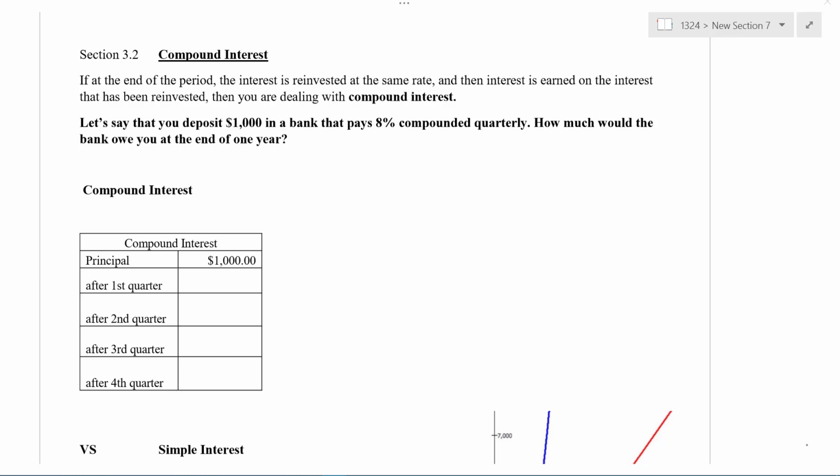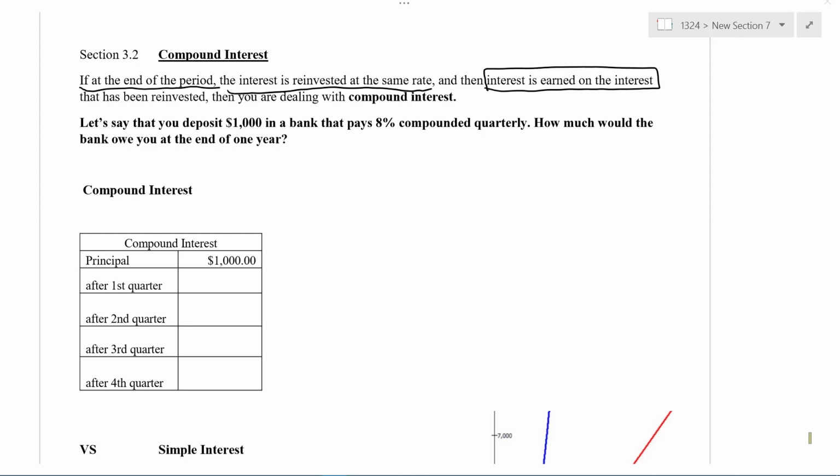Here in section 3.2, we're going to talk about compound interest. Compound interest is when you invest your principal and you earn interest on that principal for a certain length of time, and then at the end of that period, the interest, along with the original principal, gets reinvested at exactly the same rate. Then you get to earn interest on the interest.